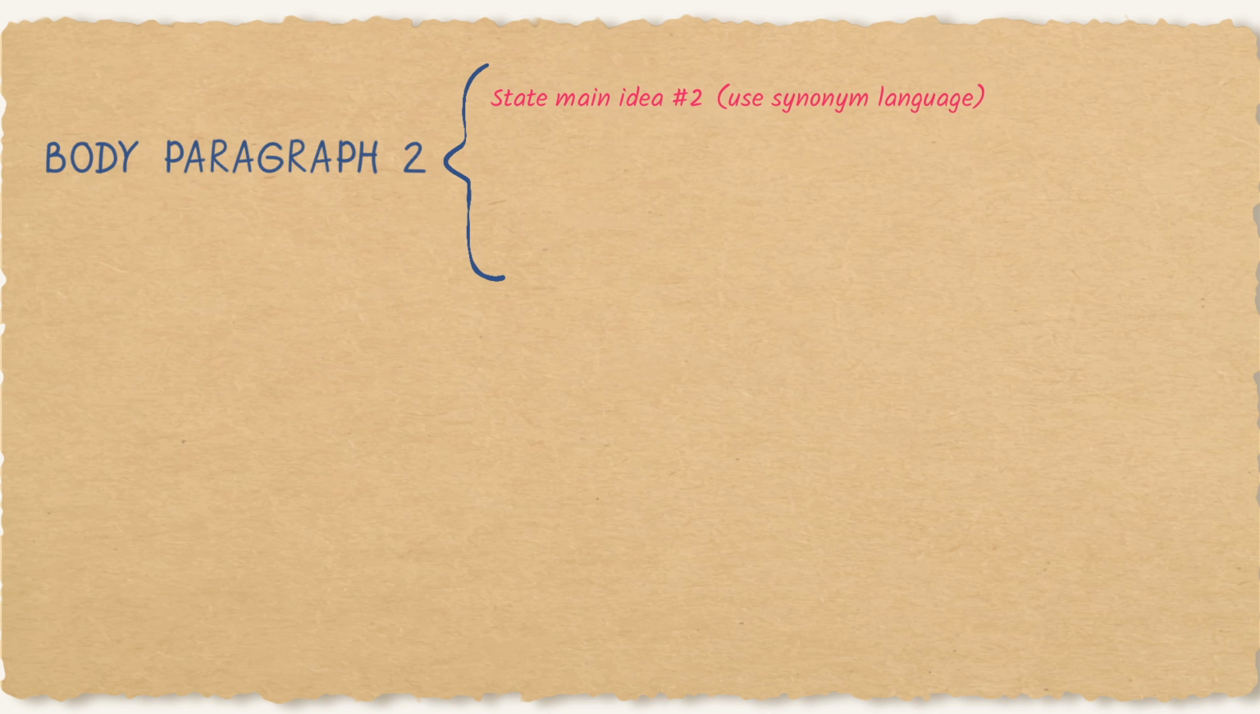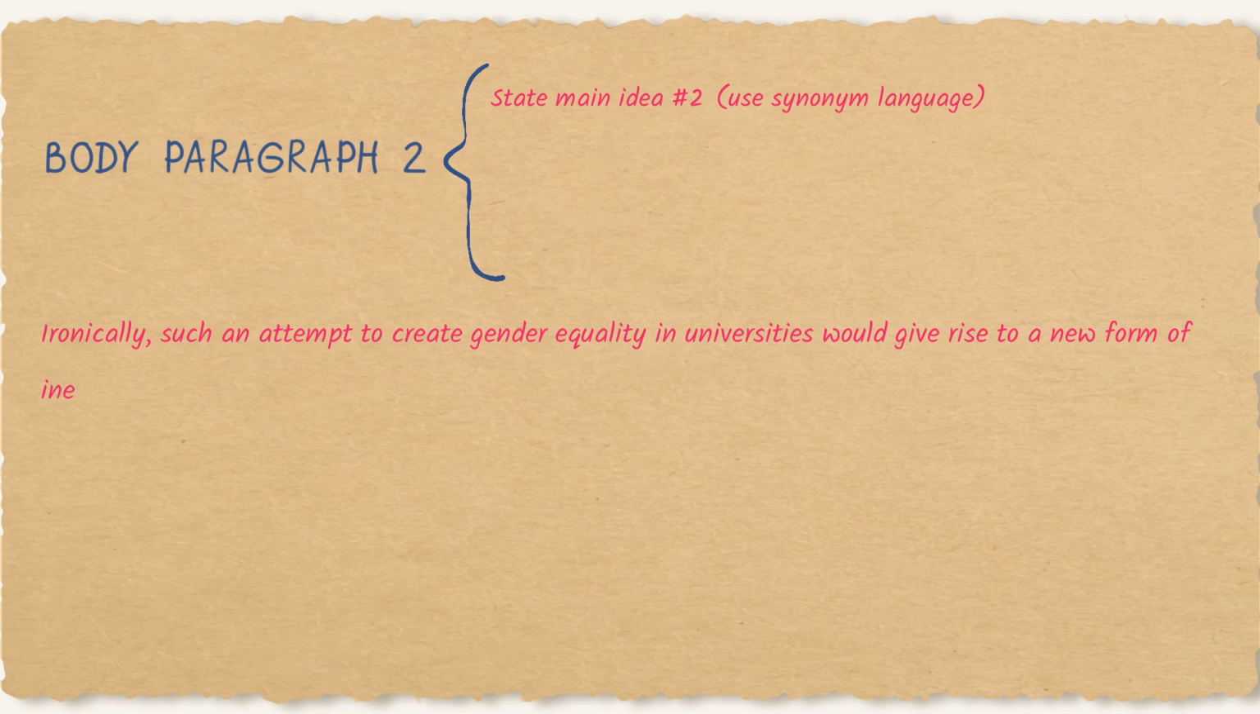All right, in order not to repeat the same word. So, this is our first sentence. Ironically, such an attempt to create gender equality in universities would give rise to a new form of inequality. Would give rise to a new form of inequality. So, this is my main idea. And now I should mention my two supporting details for this main idea.